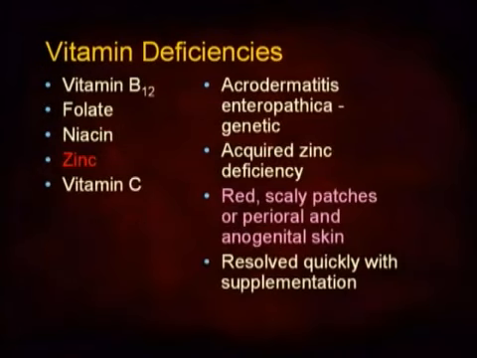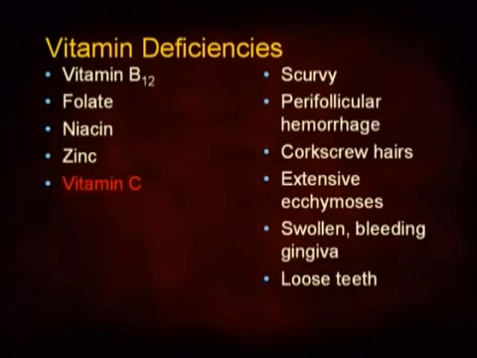Zinc deficiency can be congenital, where patients have a defect in zinc uptake, or it can be acquired. In both settings, the clinical appearance is similar with erythematous patches that are primarily periorificial, so around the mouth and also in the anogenital area, and they usually resolve pretty quickly with zinc supplementation. In the congenital setting, we call it acrodermatitis enteropathica, and sometimes that term is used to describe acquired zinc deficiency as well.